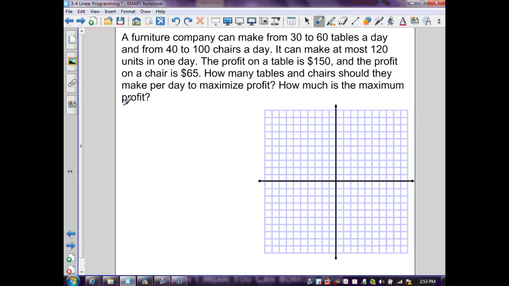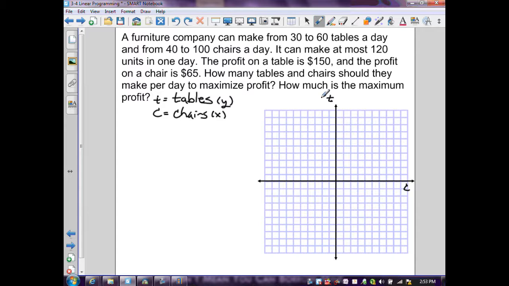Well, let's start labeling. I'm going to let T equal our tables and C equal the chairs. And just like in our X, Y axis, I'm going to put them alphabetical. So therefore, our C will represent our x-axis, and our T will represent our y-axis. So I can label that right now, that here I have my C, and here I have my T.